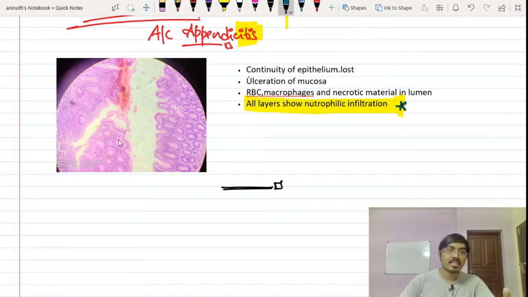So there is an ulceration in the lumen here. So this is the lumen, right? And these are the walls of the appendix, and we have a small lumen here, and I can see a lot of glands in the wall like this. A lot of glands can be seen over here.